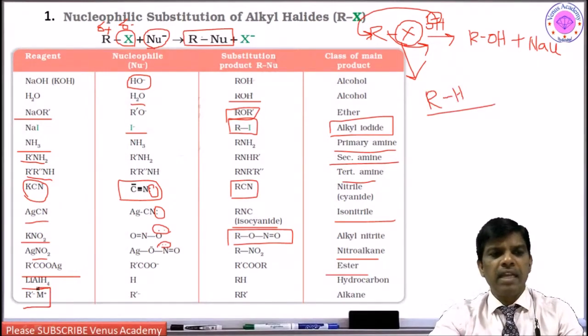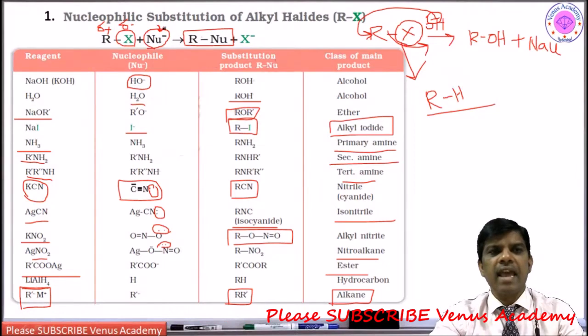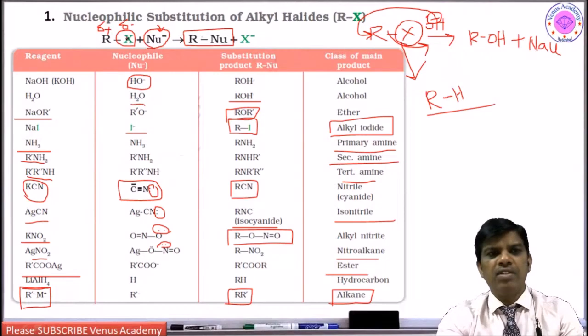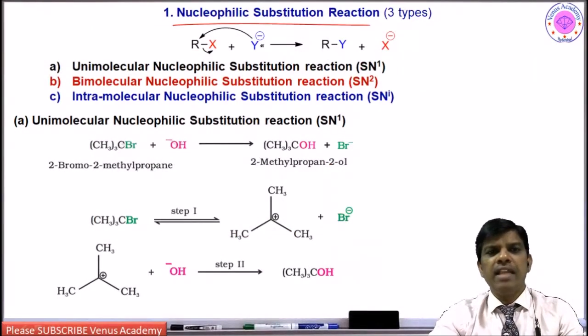In a similar way, organometallic compounds like RMgX, when treated with alkyl halides, give alkane. For example, in the Wurtz reaction we get this type of alkanes. So these are all nucleophilic substitution reactions. The name itself says that the reagent coming in is a nucleophile, and it substitutes the present halogen. Here I have taken the Y group as the nucleophile, and it substitutes the X group. These nucleophilic substitutions are of three types, students.